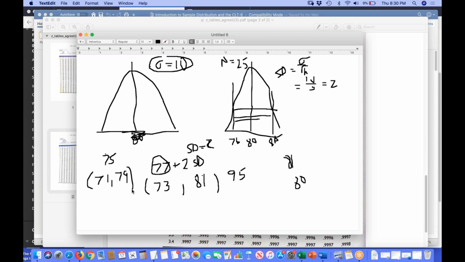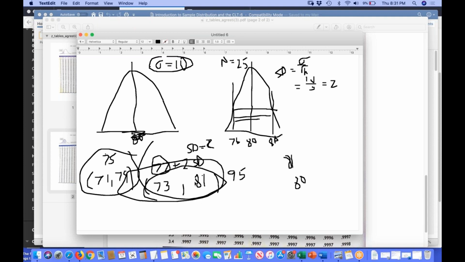What percentage of the time is this going to happen? 95% of the time I will capture the true population mean. In other words, I will get it so that the lower number and the bigger number have 80 between them. I'm going to be wrong 5% of the time. If I did this 100 times, how many times am I going to be wrong? 5 times. I'll be right 95 times. So this is the trade-off.